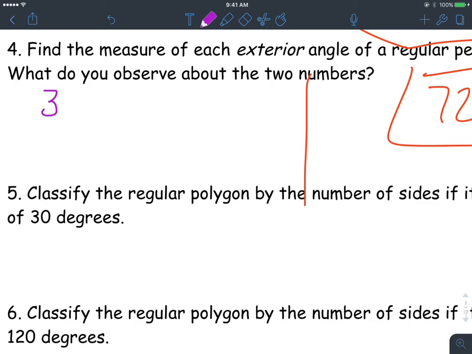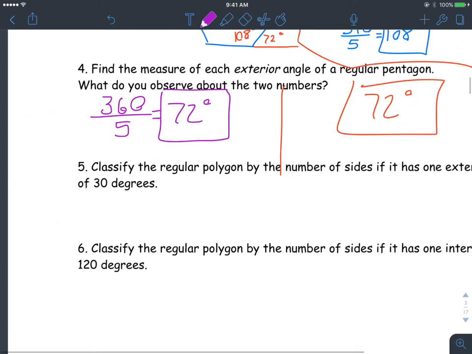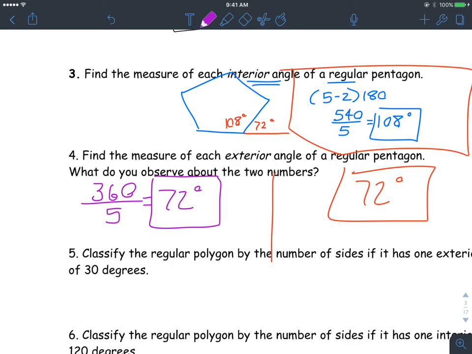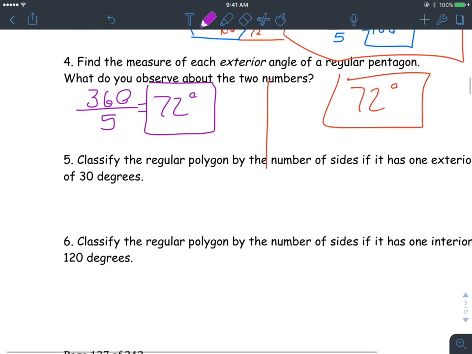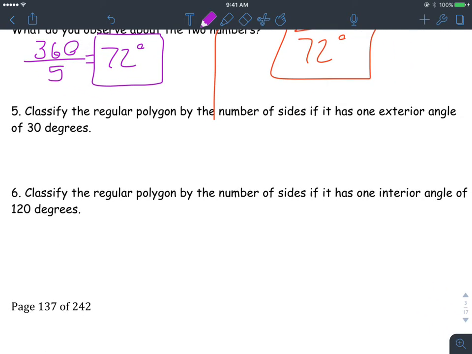We know that the sum of exterior angles is always 360. So if we go back and divide by the number of sides that you have, you can find those exterior angles, and that'll get you 72 degrees. So that's a much faster way to do those problems if you didn't already do the first part for it. So both ways get you the same answer.